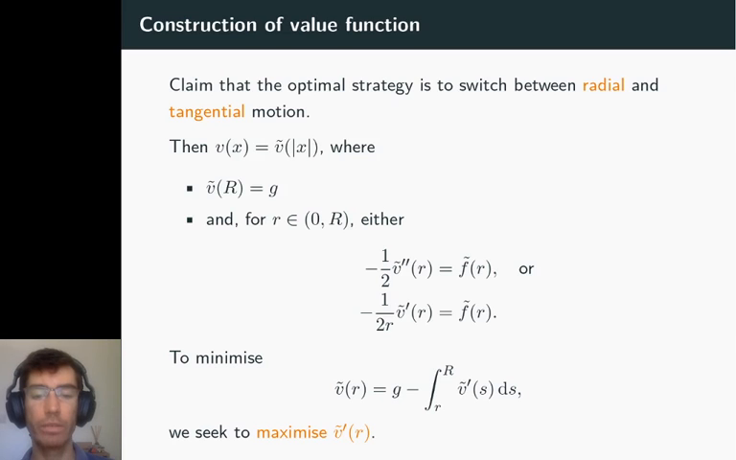So given that we are trying to find the value function, which is the minimizer of our expected cost, and we fix down the right-hand endpoint at g, then this would be equivalent to maximizing this first derivative. And so the way that we are going to find the switching points is to compare the first derivatives of solutions to this second order ODE and solutions to this first order ODE.